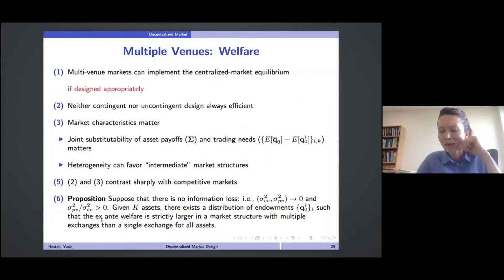Which designs are more efficient? In general, neither the contingent nor the multi-venue design is going to be efficient irrespective of market characteristics. Two observations here. The key primitive is the joint distribution of the asset payoffs, the covariance matrix, and trading needs.